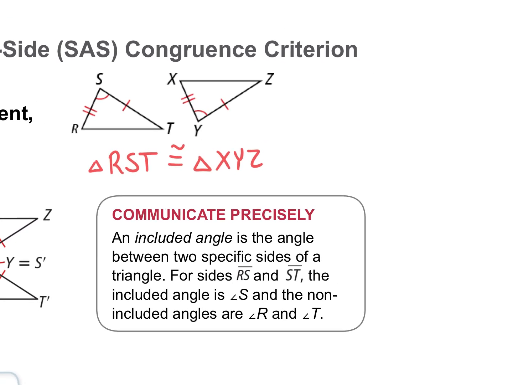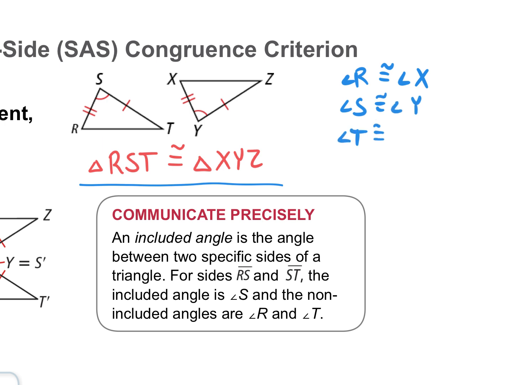Focusing on this congruent statement, let's say we did not have the picture yet. If I said angle R is congruent to what? What angle is angle R congruent to, just looking at this statement right here? Angle X. Why did you pick X? Because it's the first one. Okay. Angle S is congruent to angle Y. Good. Angle T is congruent to angle Z. Does everyone understand how we got those? It's the order that they come in.